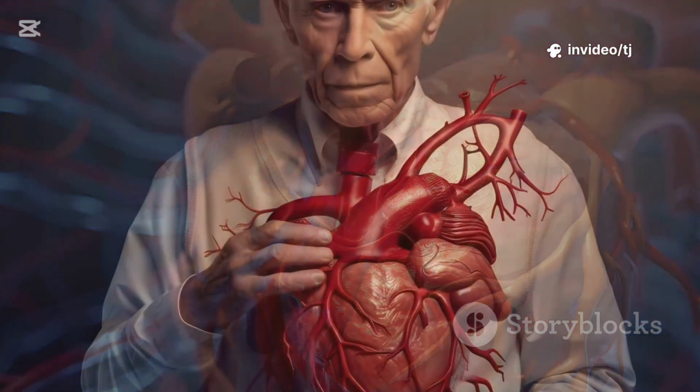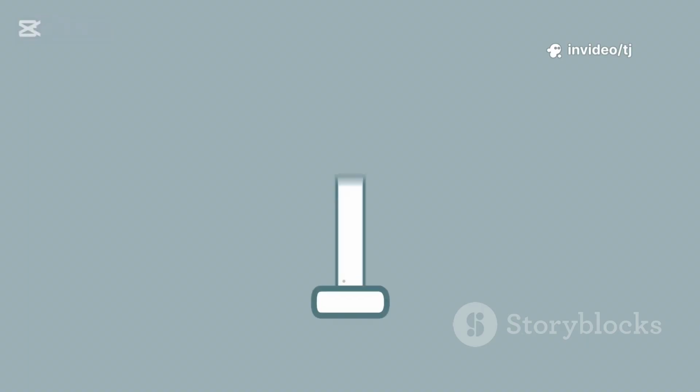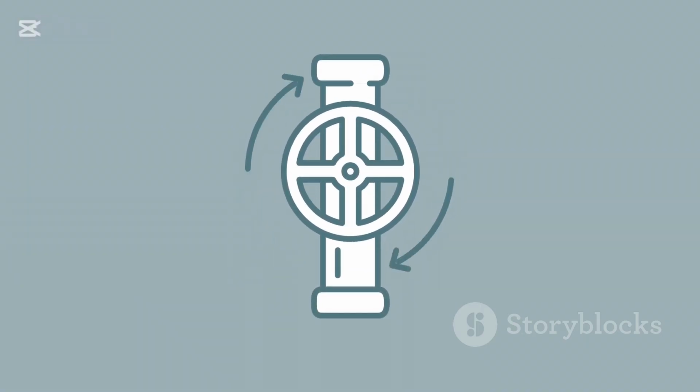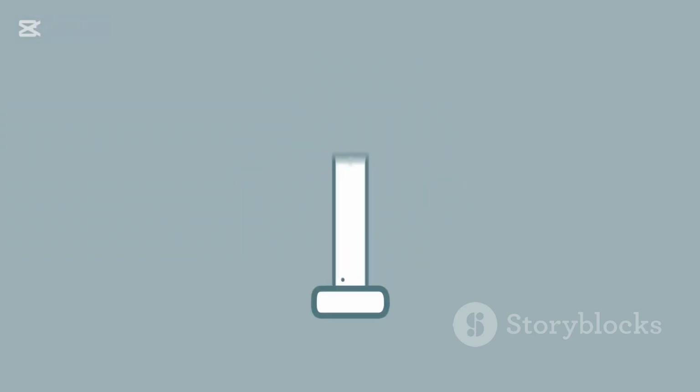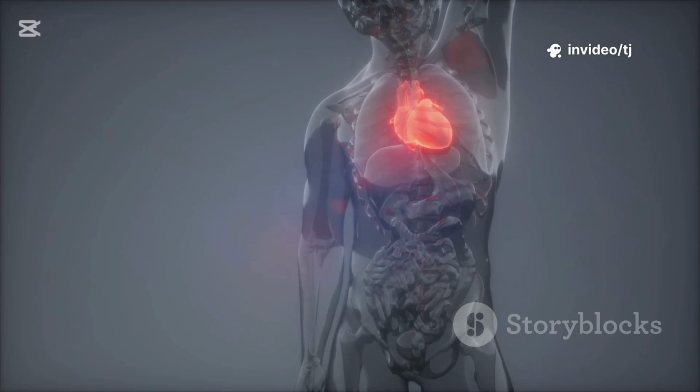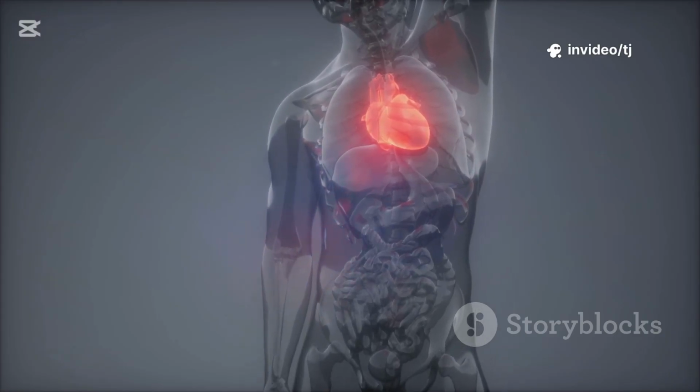This malformation can cause 2 main problems: stenosis. The valve doesn't open fully, forcing the heart to pump harder to push blood through the narrow opening. Regurgitation. The valve doesn't close tightly, allowing blood to leak backward into the heart.